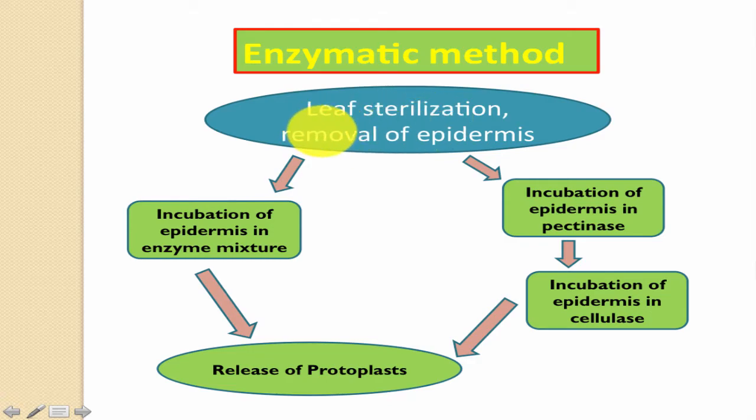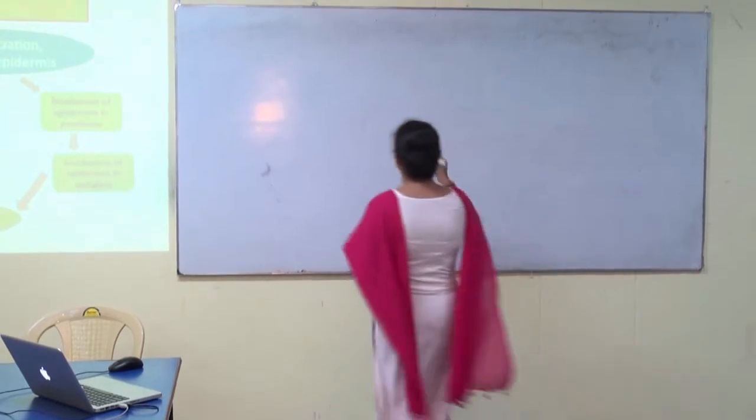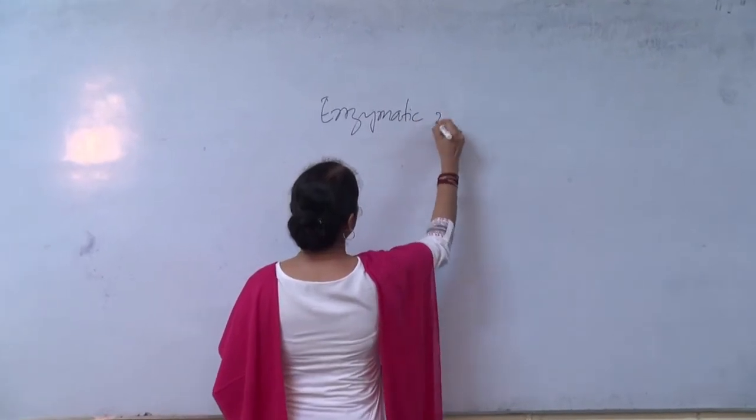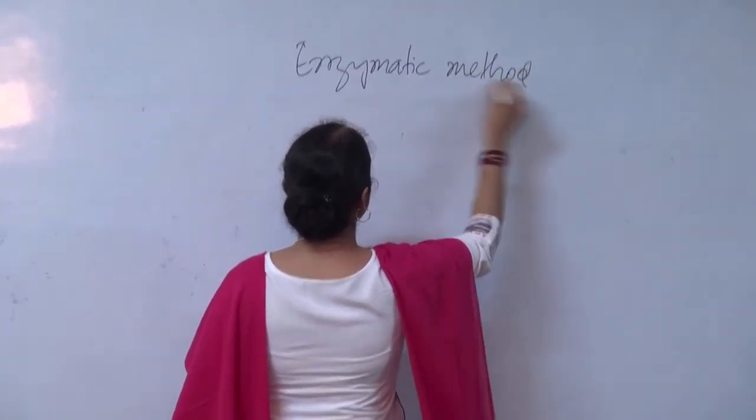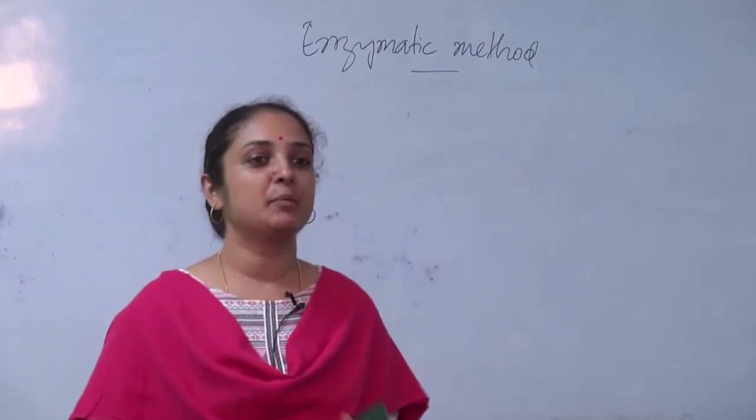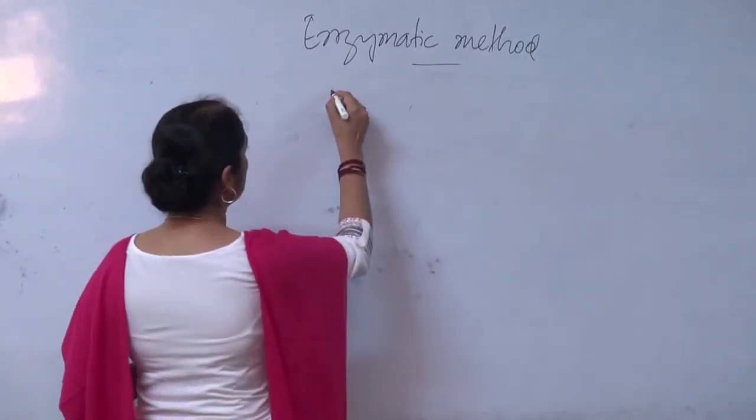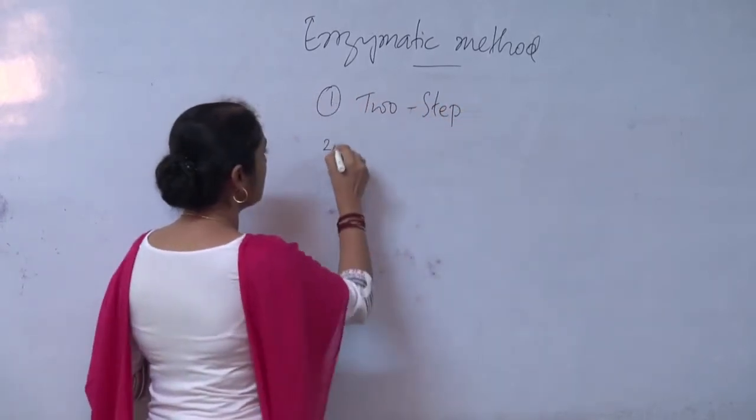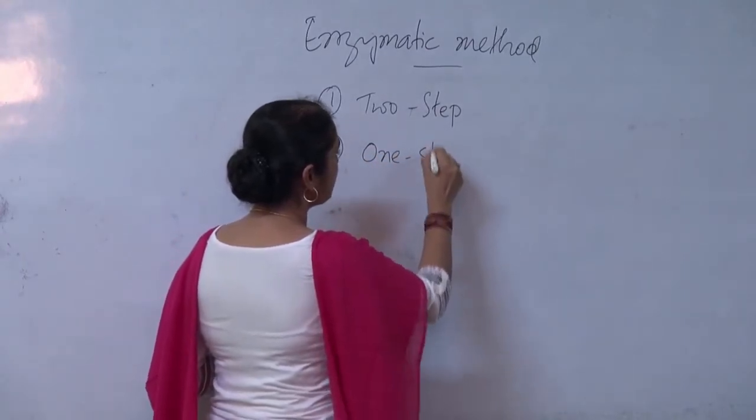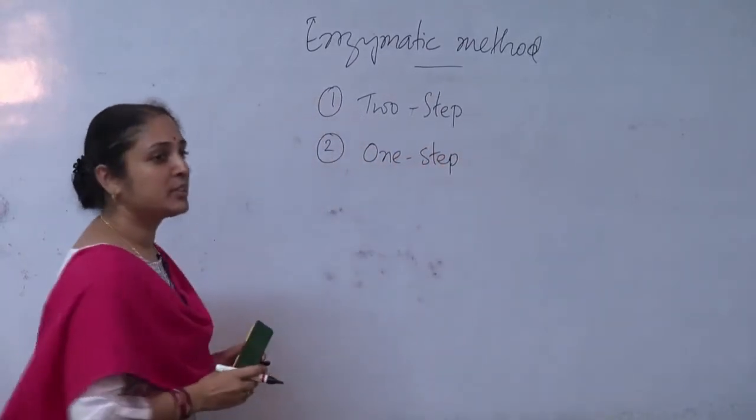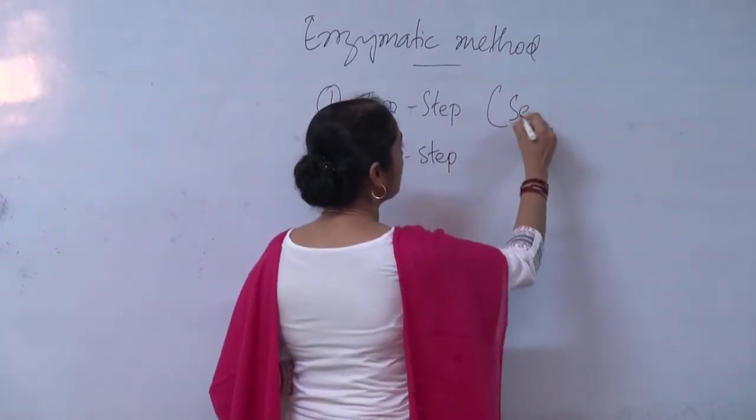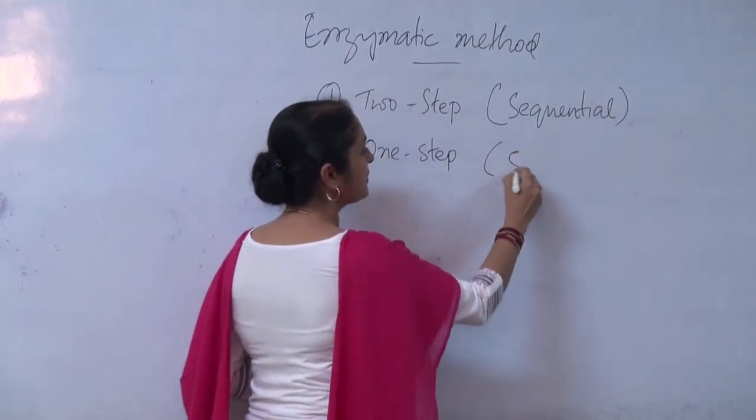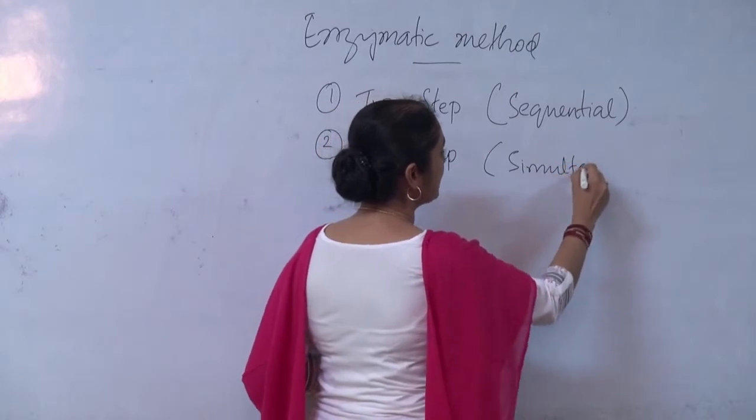And next, we will study the enzymatic method for protoplast isolation. In this method using enzymes, we need to study two different approaches. One is the two-step method, another is the one-step method. The two-step method is also called the sequential method, and the one-step method is the simultaneous method.